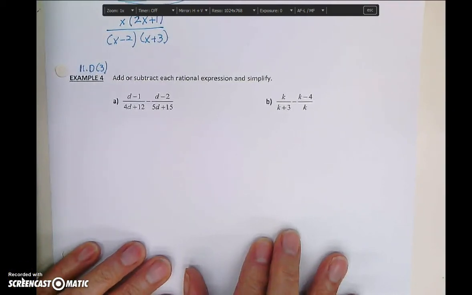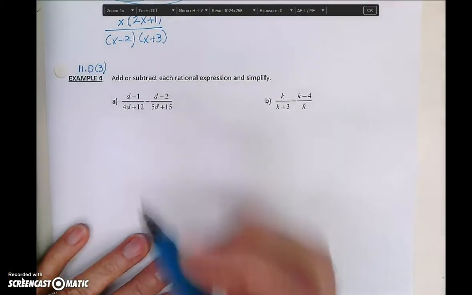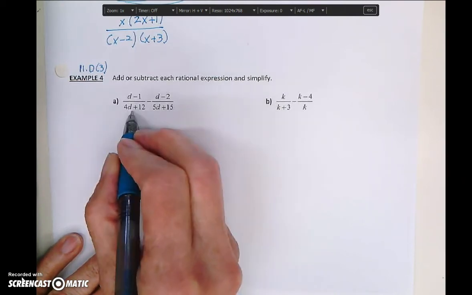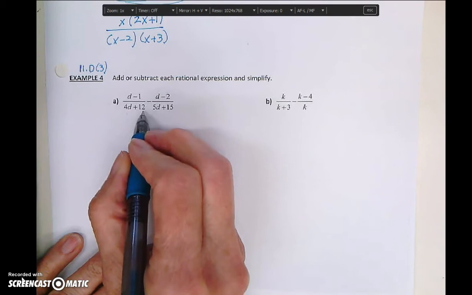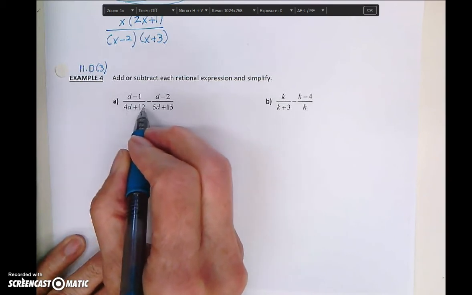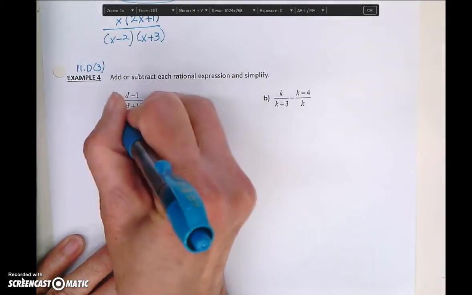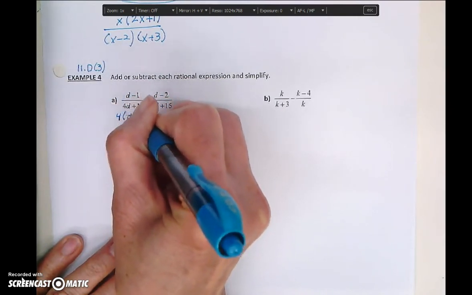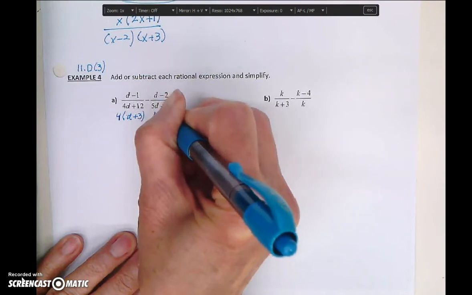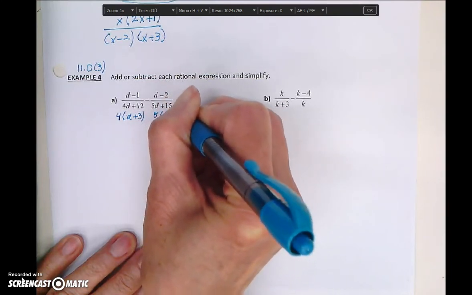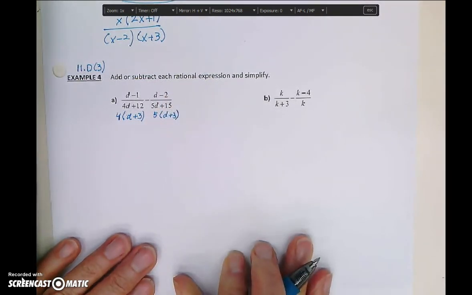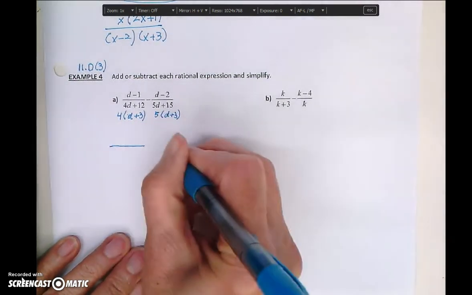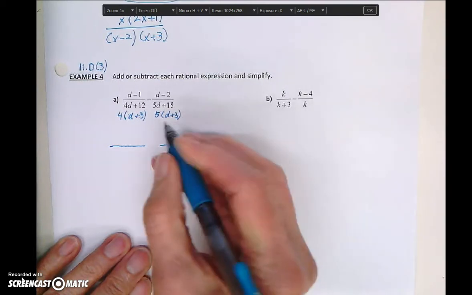All right, so we've skipped down to example 4a. Again, you see we have these two denominators which are different, and you might be tempted just to do this, but notice that there are some GCFs in there. So I'm going to begin by factoring out the 4 and being left with d plus 3 here, 5, and I'm going to be left with d plus 3 here. And you see once we factor, there's a little bit of a similarity there that we can take advantage of and get a smaller common denominator.